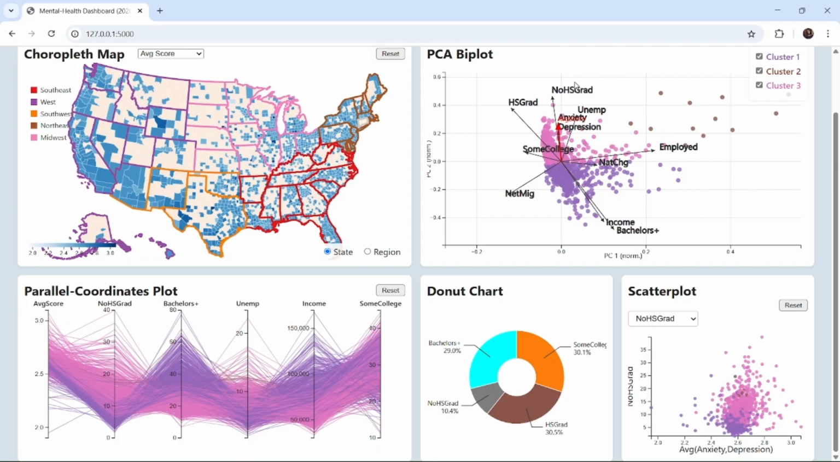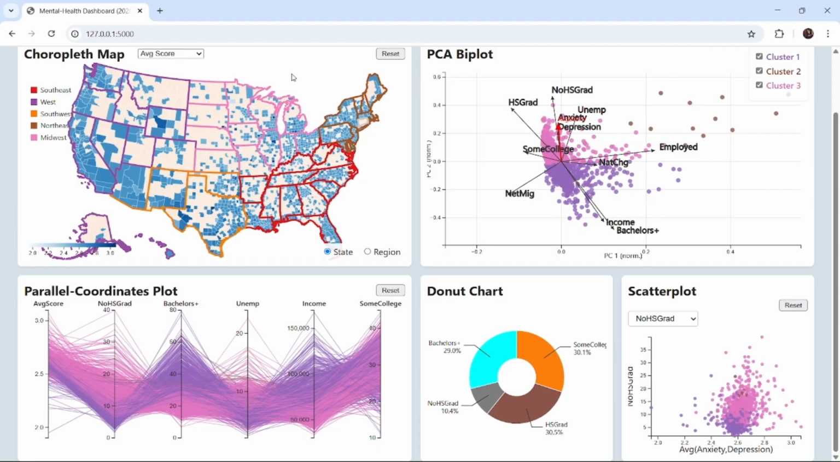Built using D3.js, this interactive dashboard draws on two national datasets, one from language-based mental health assessments and another from the USDA Economic Research Service, covering 1,363 counties and 17 variables. Our goal is to uncover key drivers of mental health issues, highlight regional disparities, and identify high-risk counties using a composite well-being score. Now let's walk through the dashboard.